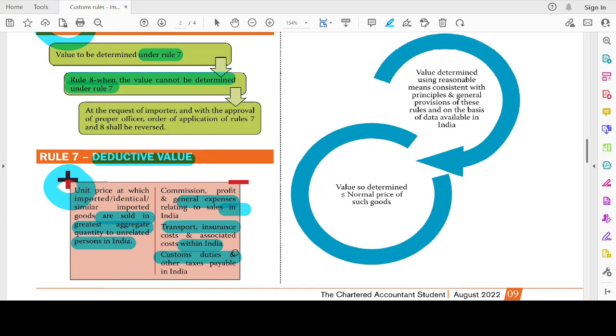So this is not a deductible. You're taking a base figure as unit price and deducting all the expenses which have occurred in India. Then you're going to arrive at a value. That value will be known as transaction value as per rule 7, that is deductive value.